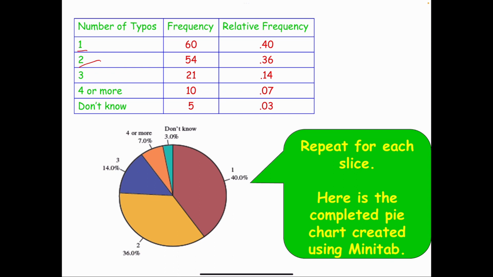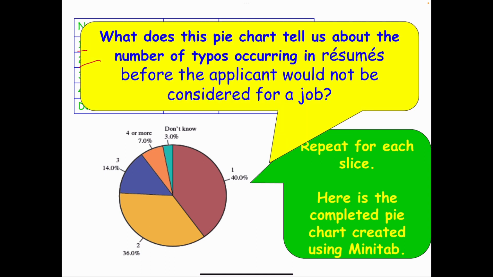Clearly, what does this chart tell us about the number of mistakes occurring in a resume before the applicant would not be considered for a job? Well, I can see now why I haven't got a job yet.